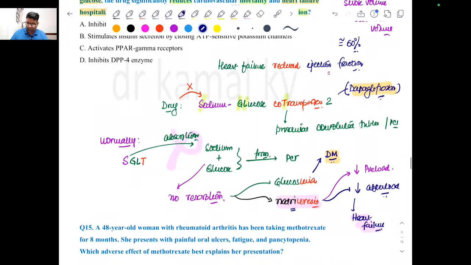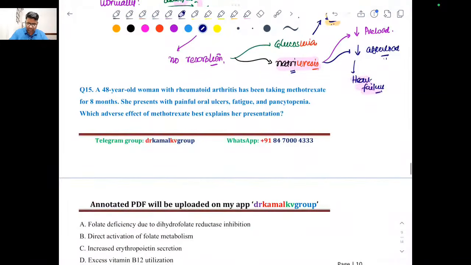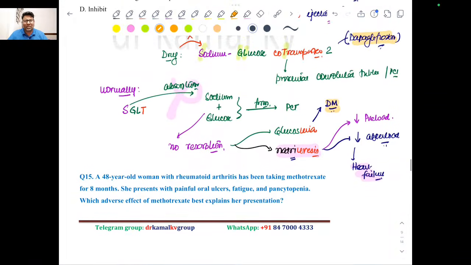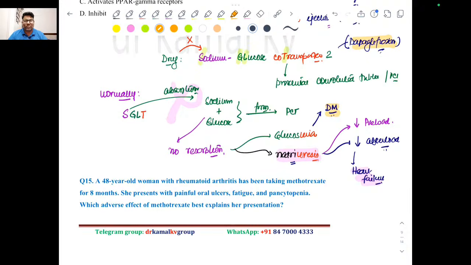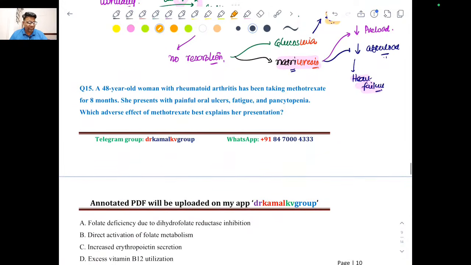So, this is gliflozins. And anti-diabetic drugs are always very favorite for exam setters. So, please try to read in detail mechanism of action, interaction, side effects, definitely they will ask you.